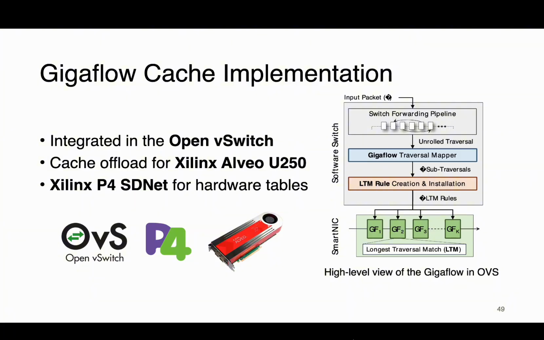We have implemented Gigaflow as a new caching subsystem in the widely adopted Open vSwitch, and the SmartNIC multi-table cache and OVS offload is implemented in the Xilinx Alveo U250 data center accelerator card using the P4 SDNet toolchain.